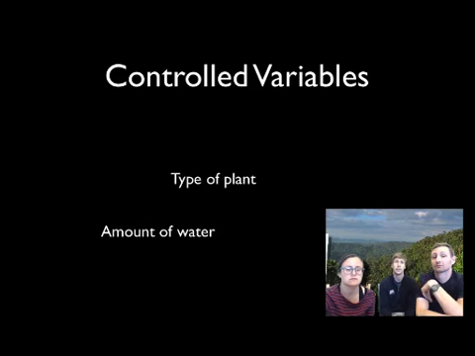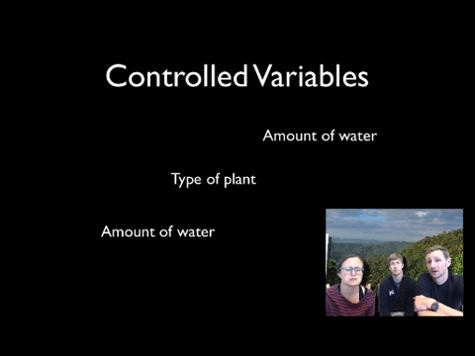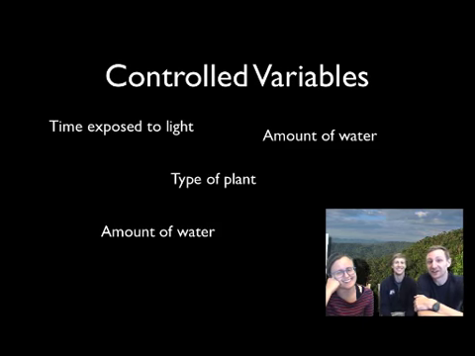The amount of water is something we want to keep the same. We don't want to give the red light plant more water than the white light plant because we want to make sure that it's just the color of the light that's changing the height of the plants. Again, the amount of water is very important. Time exposed to light, you want to make sure that you're giving each plant the same exact light. So one plant doesn't have the benefit of getting more light or less light, so you want to keep things the same. Can you guys think of any more?